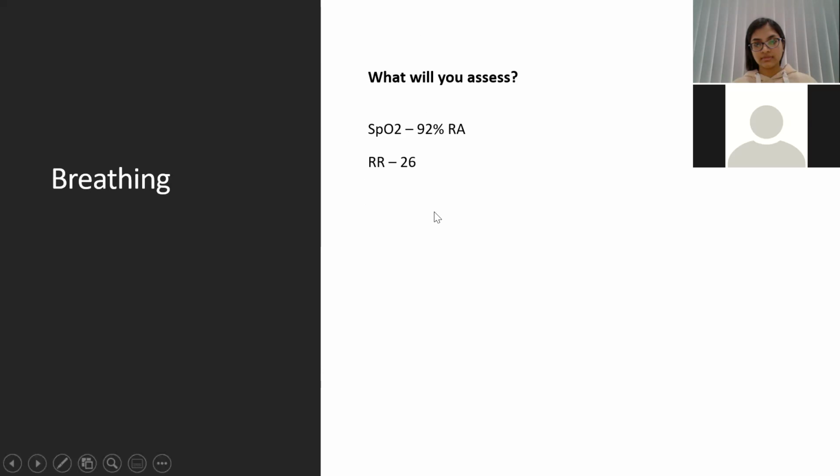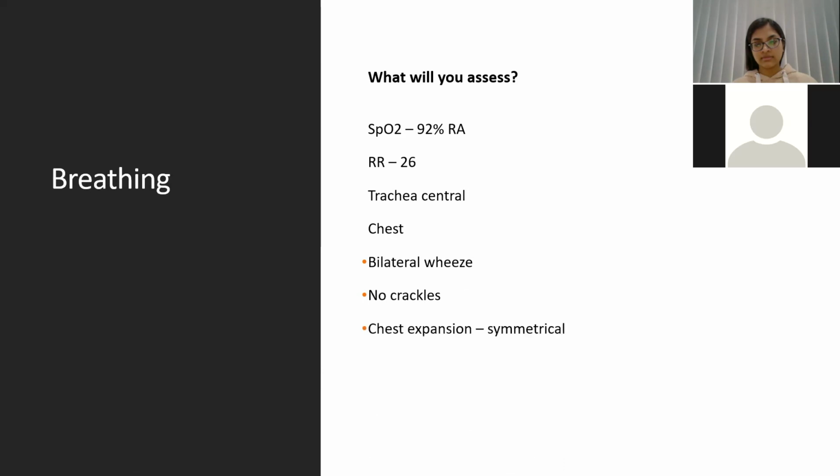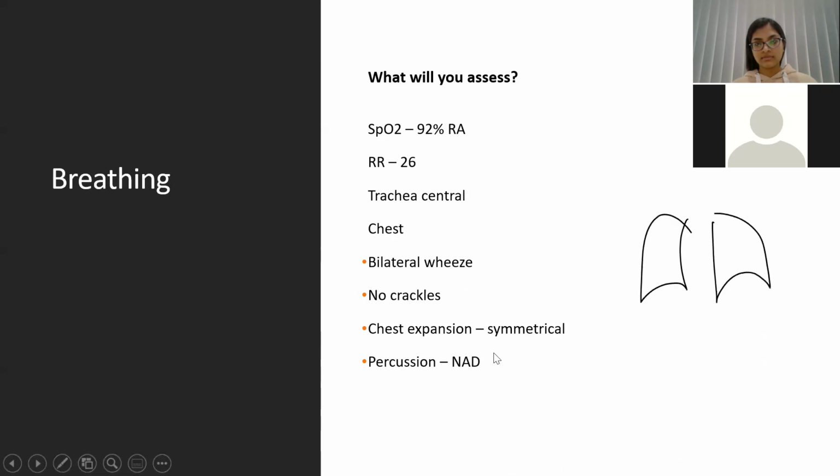Yeah, so after you've done the basic observations, you're going to be checking the respiratory system, so do an examination. The trachea is central, in terms of his chest, he's got a bilateral wheeze, there are no crackles, his chest expansion is symmetrical, percussion NAD, so NAD is no abnormality detected, so percussion is fine. And usually when you see it on a patient's notes, they're just going to draw two lungs and write X where they feel they've heard a wheeze or any other sound. So in this case, it's a wheeze.